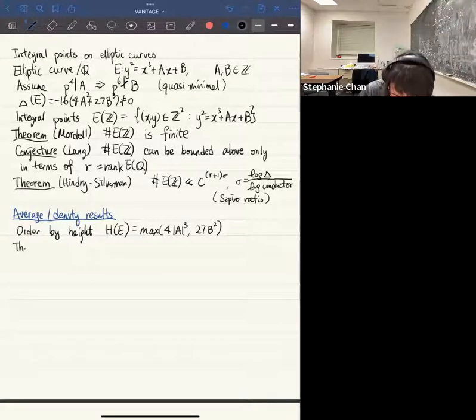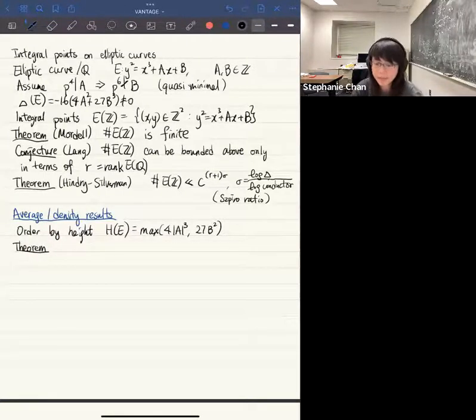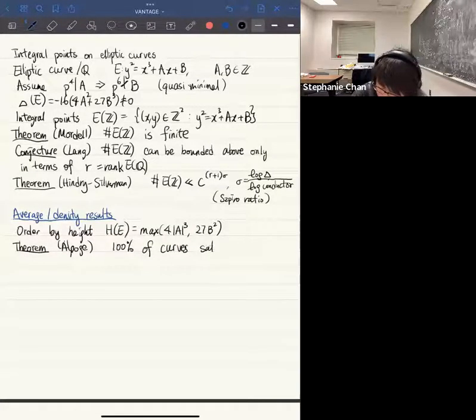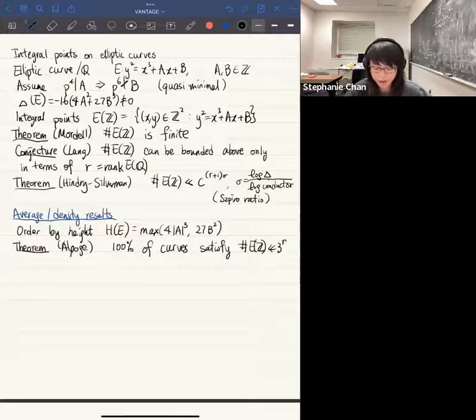A result in this direction by Levent Alpoge is that actually 100% of elliptic curves satisfies an upper bound of the form 3 to the r. So we take all elliptic curves in their short Weierstrass form, and then with this ordering, 100% of them satisfy the upper bound of some constant times 3 to the r, r being the rank of the elliptic curve. So this is one part of the result.